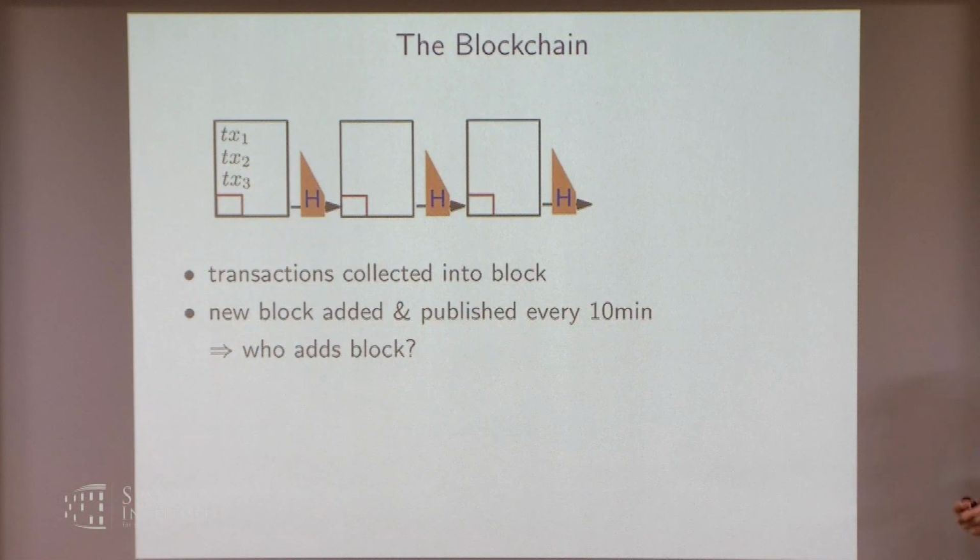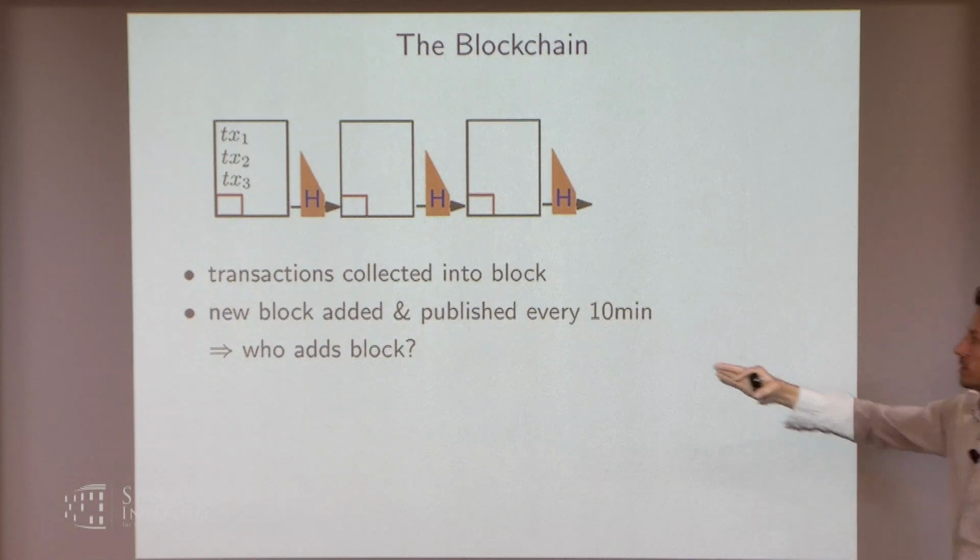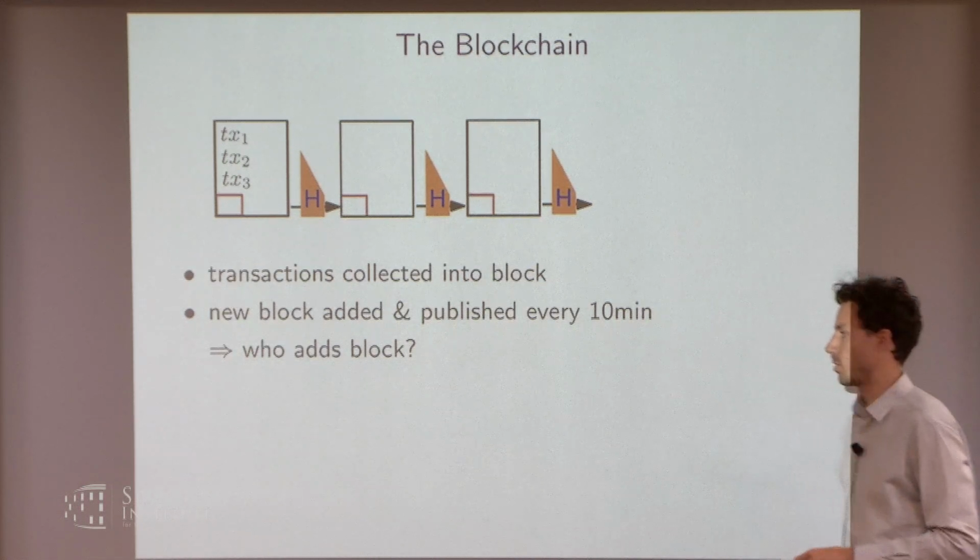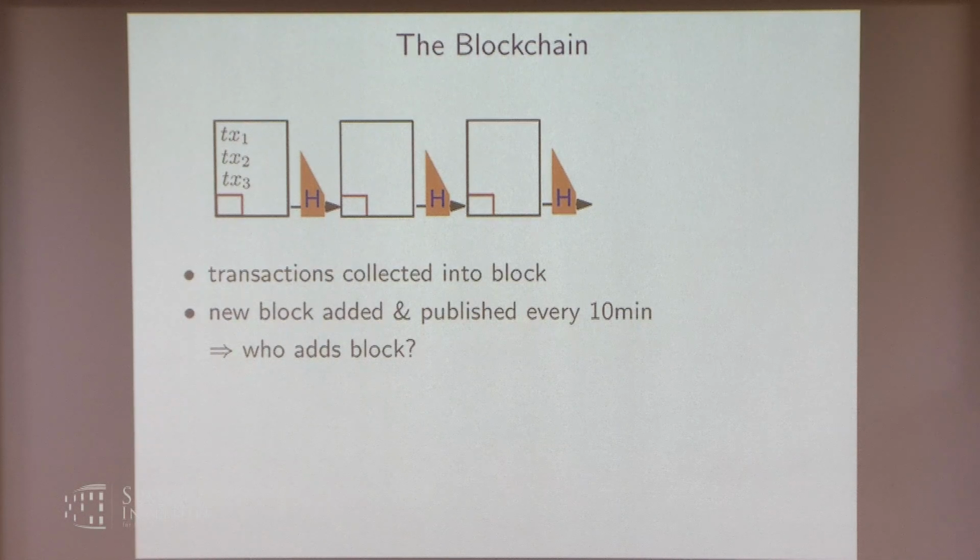So how is this blockchain used in Bitcoin? What happens if Alice wants to send her money to Bob? She will create a transaction and broadcast this transaction to everyone. And someone, we'll see who, will take new transactions, put them into a block, create a new block and append it to the blockchain. But who does this?